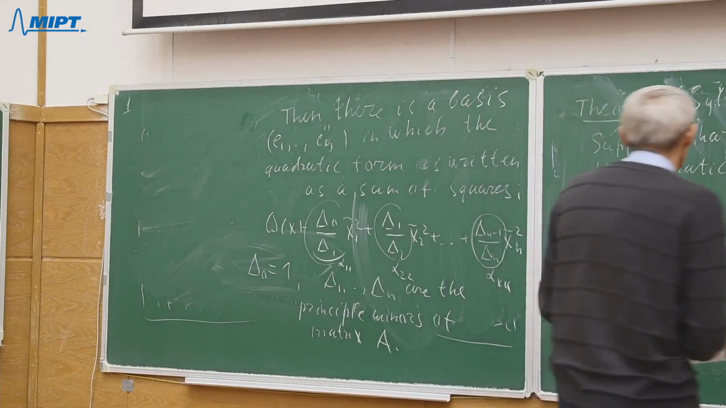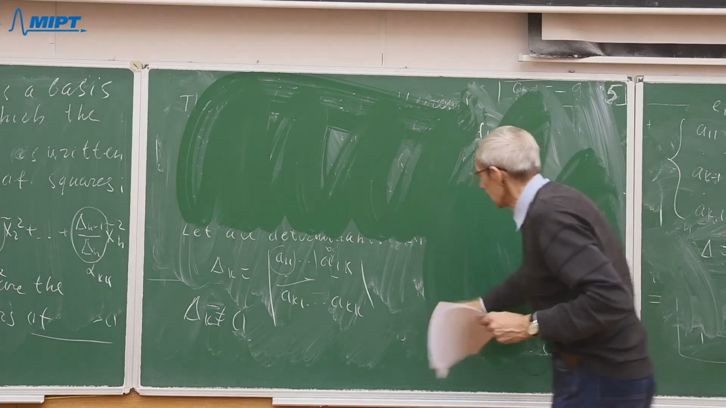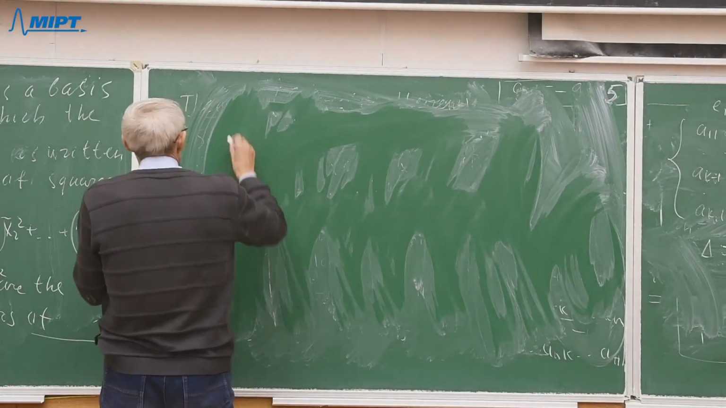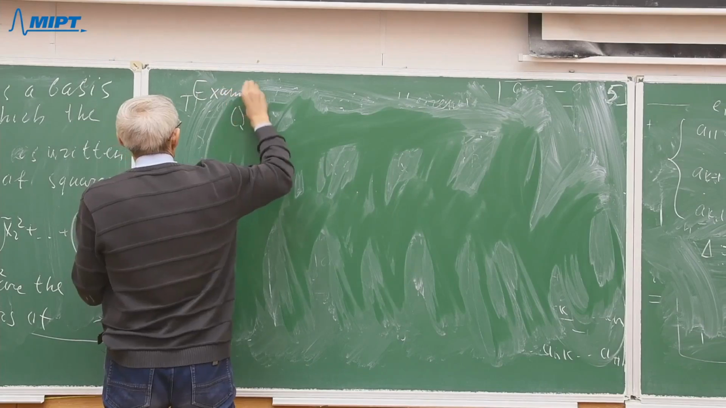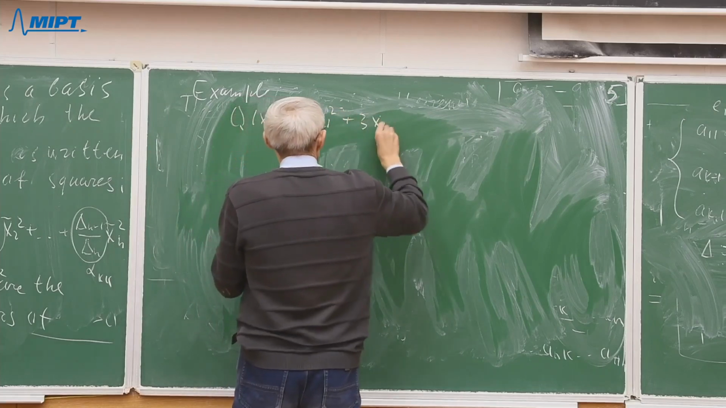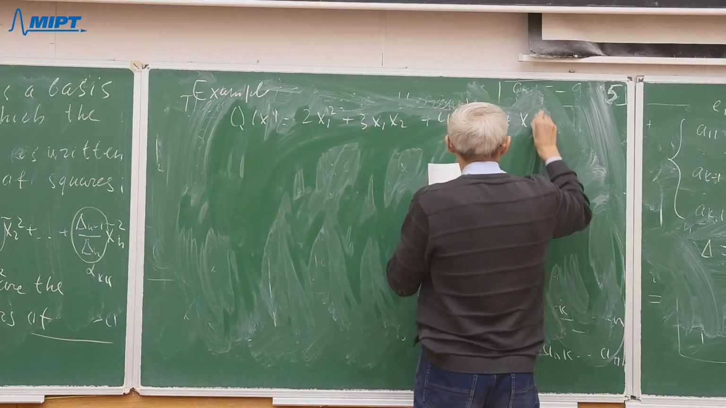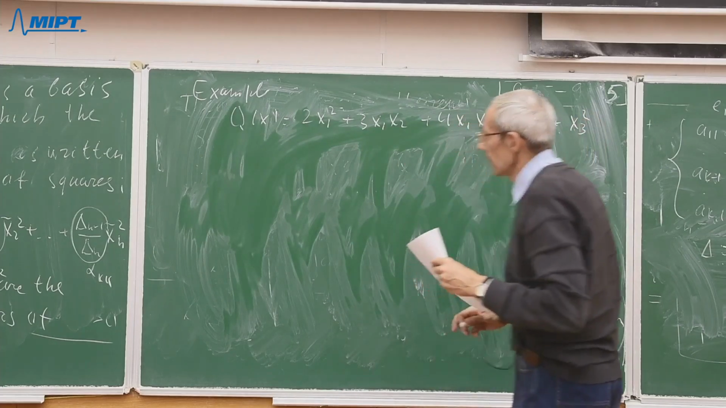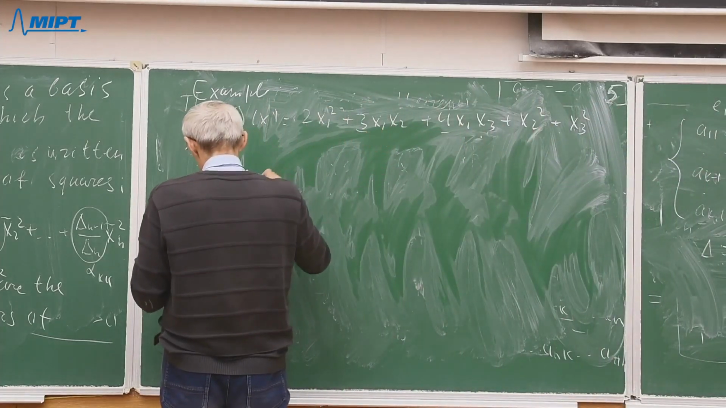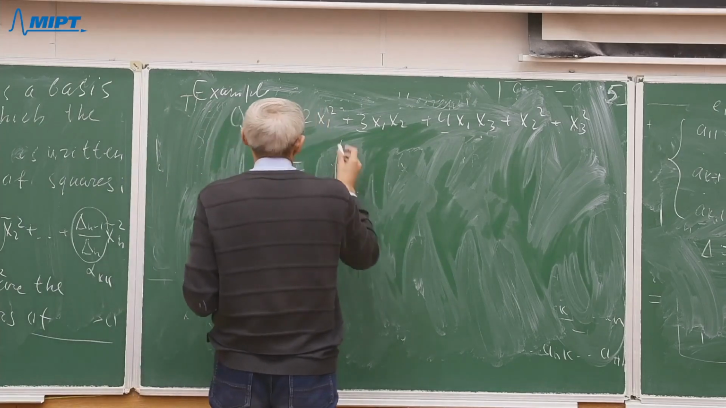Maybe one more minute, and we can consider a simple example of how to calculate these coefficients using the matrix. Consider the following example. Q of x is equal to 2x1 squared, 3x1 x2 plus 4x1 x3 plus x2 squared plus x3 squared. Find the canonical form of this matrix. We can write the matrix of this quadratic form.